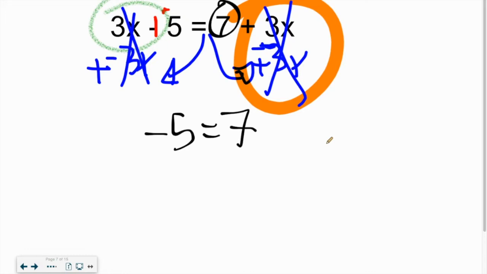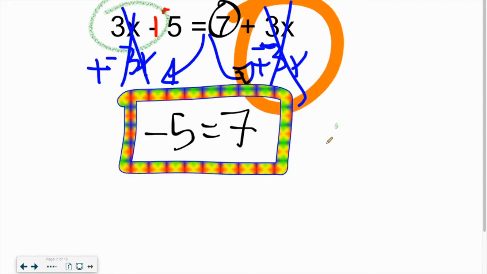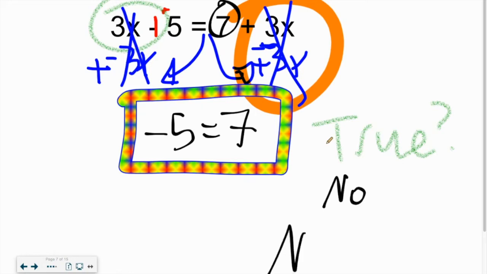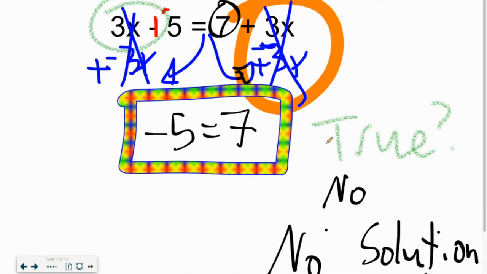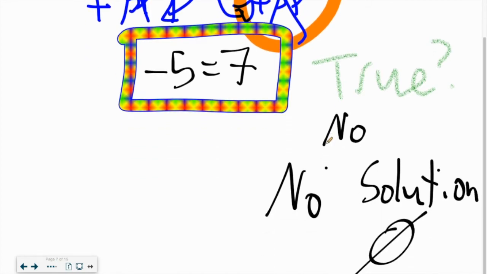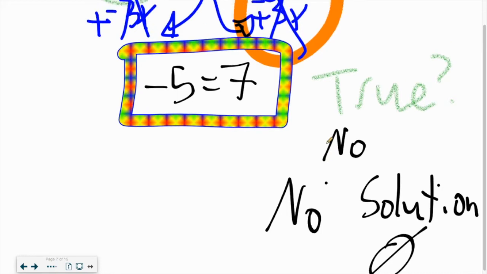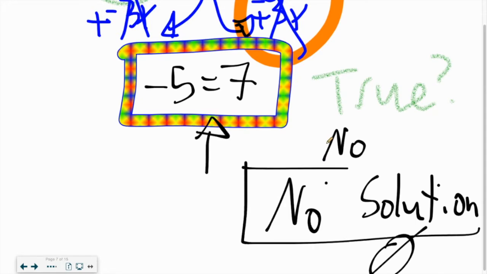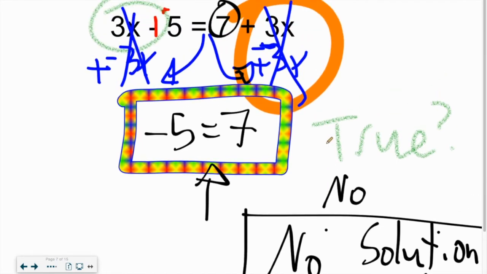Then we ask ourselves, right here, is negative 5 equal to negative 7? Is that true? And since we say no, it is not, that is why our answer is no solution. Sometimes abbreviated by that symbol down here. But when you come to this not true statement, when you get something like negative 5 equals 7 or 10 equals 8, anything that's not true here gives you the final answer, no solution. Nothing else to do. That is where we end up.